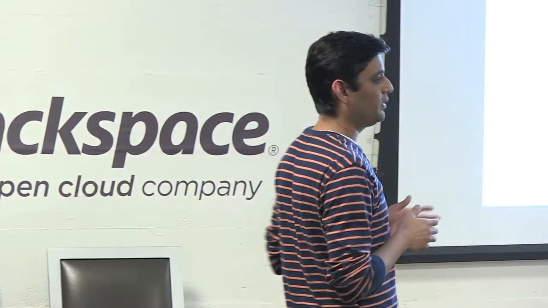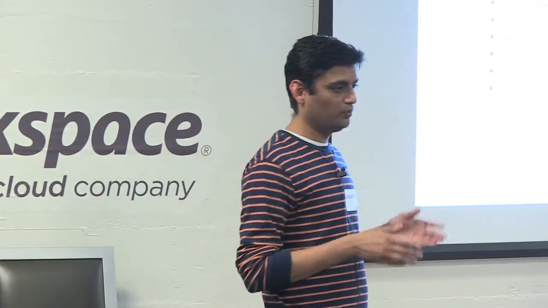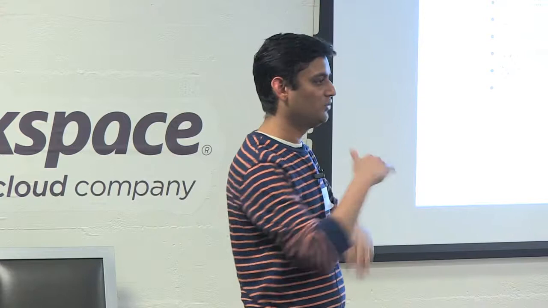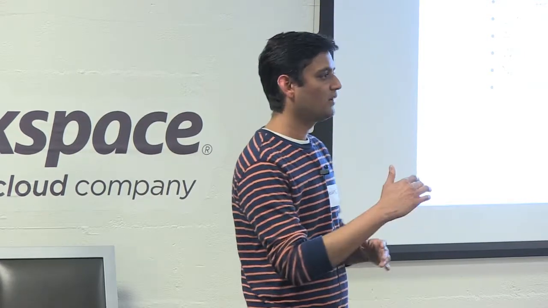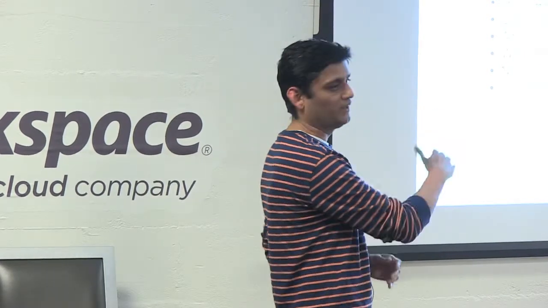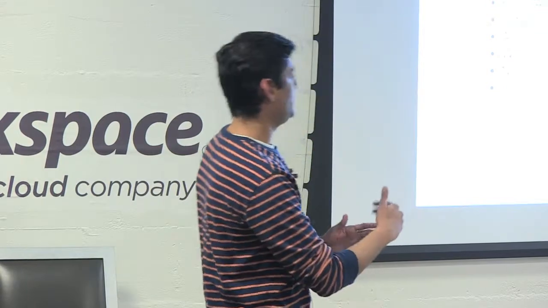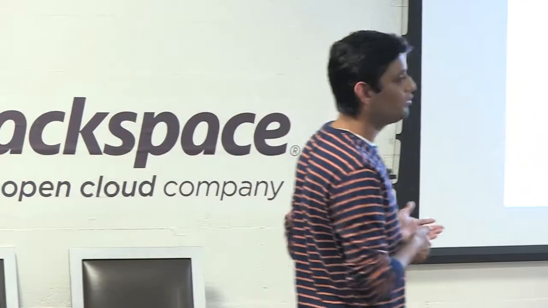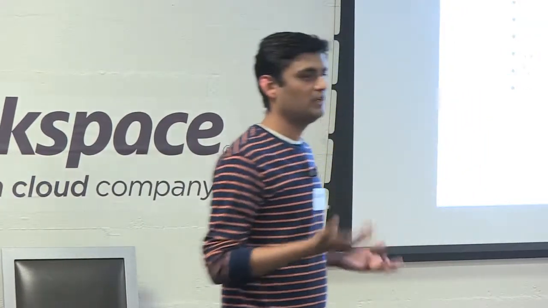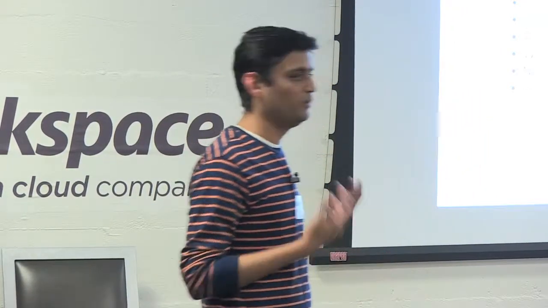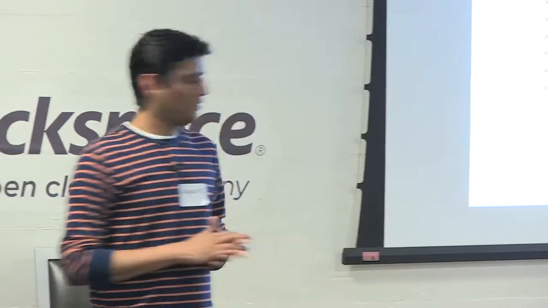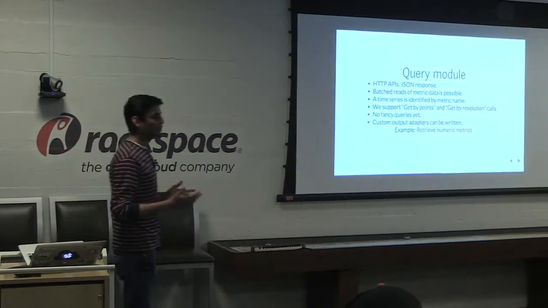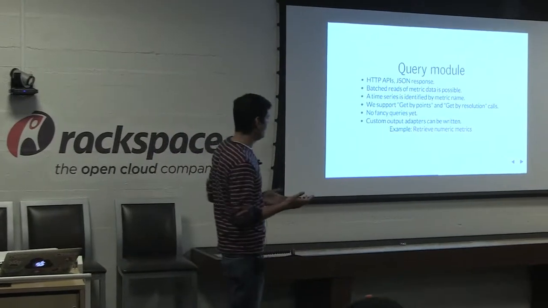The get by points is primarily useful for people who want to just plot graphs based on data that's in Blueflood. So we are targeting customers who want to do visualization. Get by resolution is used by people who want to do more analytics kind of stuff. They might also end up using get by points. We're still debating if these are just two good choices, or do we need to consider more. We don't support any fancy queries yet. You cannot do glob expressions and stuff like that, which is something that we are thinking about.